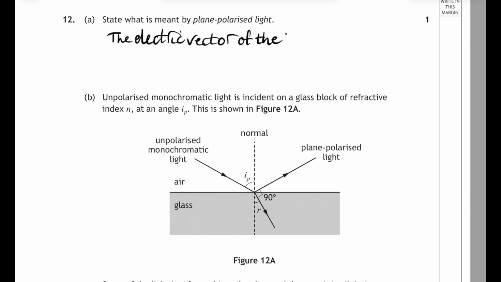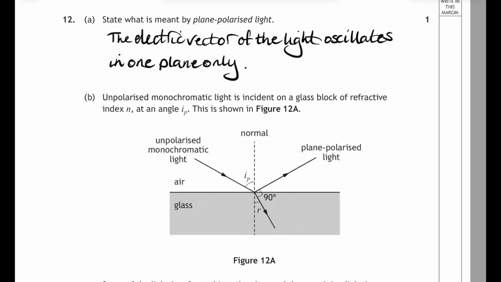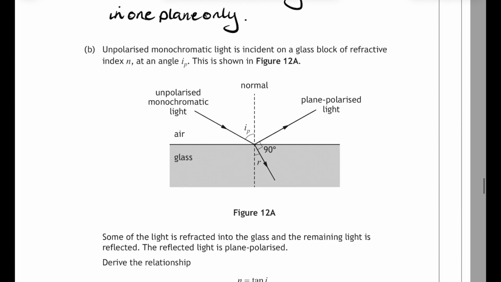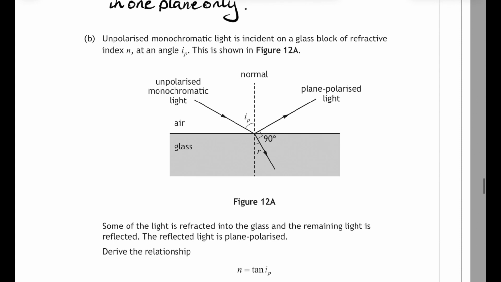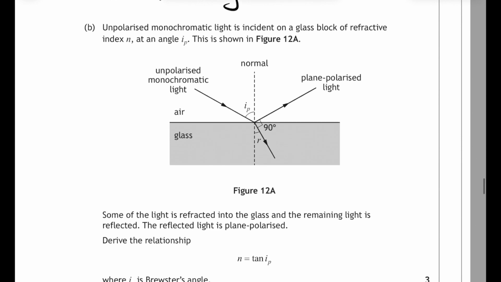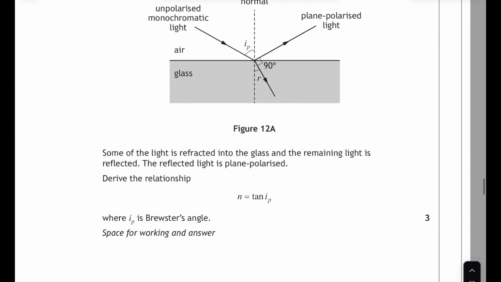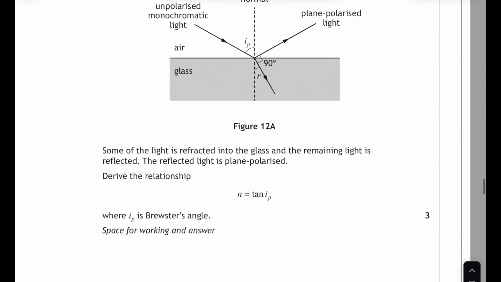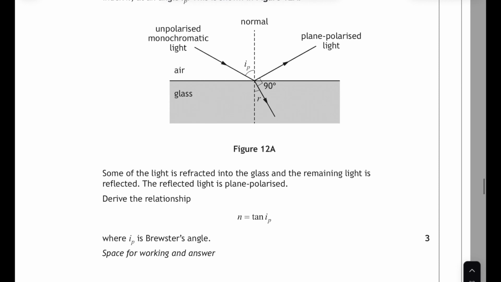So same answer as before, the electric field vector of the light oscillates in one plane only. Then part B, unpolarised monochromatic light is incident on a glass block of refractive index n at angle IP. This is shown in figure 12A. So we're at Brewster's angle again, and then we're told some of the light is refracted into the glass and the remaining light is reflected, and the reflected light is plane polarised. And we have to derive the relationship n equals tan IP, where IP is Brewster's angle.